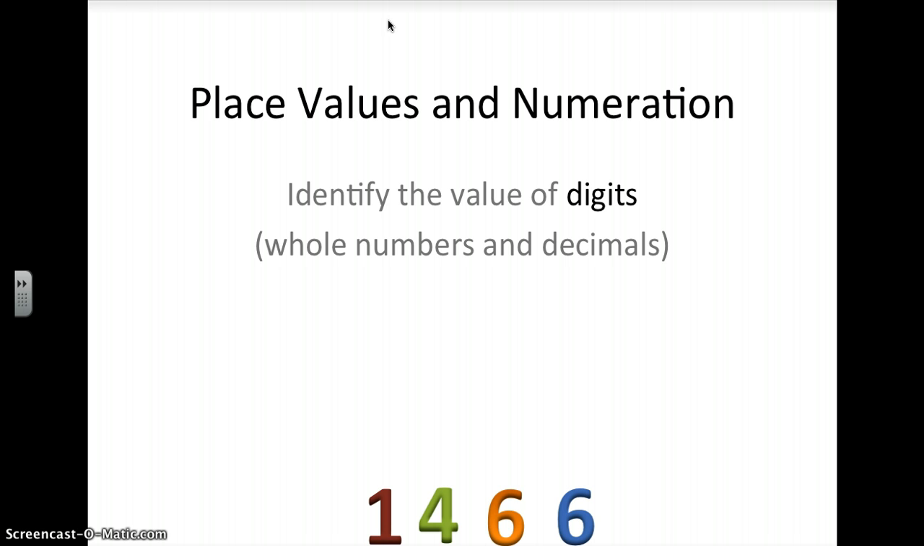Same 4 digits, however, a very different number. And throughout the lesson, we'll talk about why the order is so important and why where we place digits helps us to determine what our number actually is.